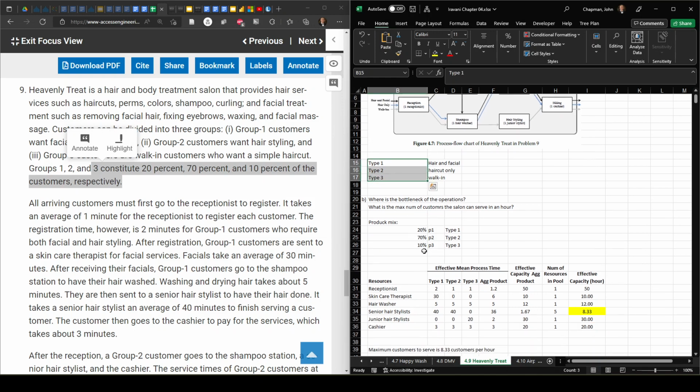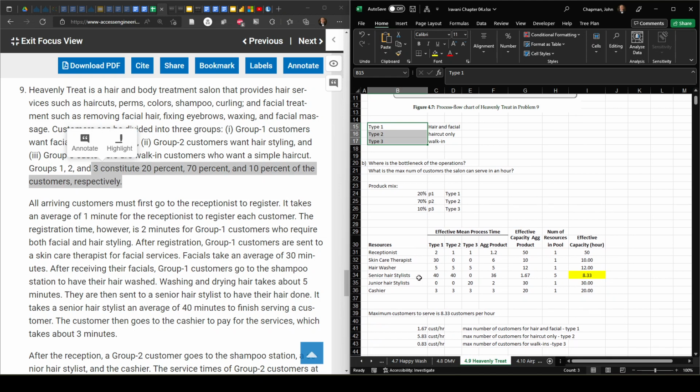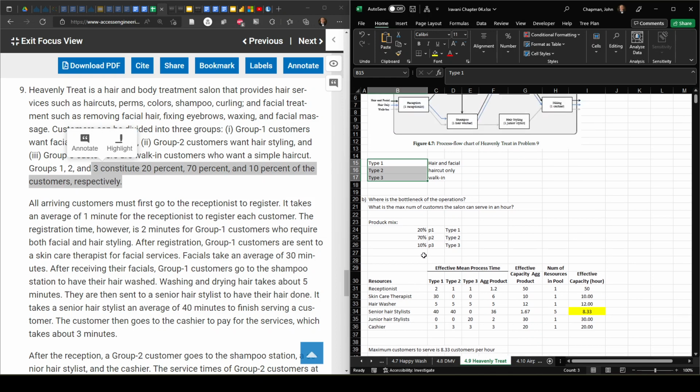And now we can put together a resource effective mean process time chart. Much like the previous problem, problem 4.7, we are going to have to aggregate the mean effective process time for each one of these resources. So for the receptionist and for type 1 customers, that's an effective mean time of 2 minutes. But it's 1 minute for type 2 and for type 3.